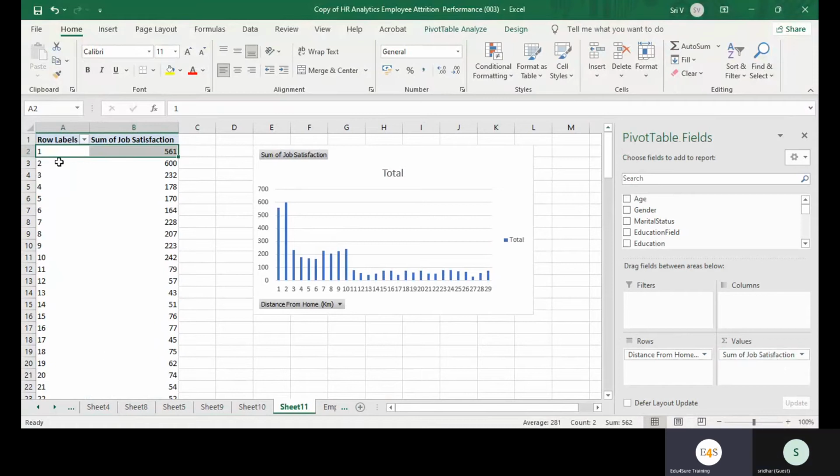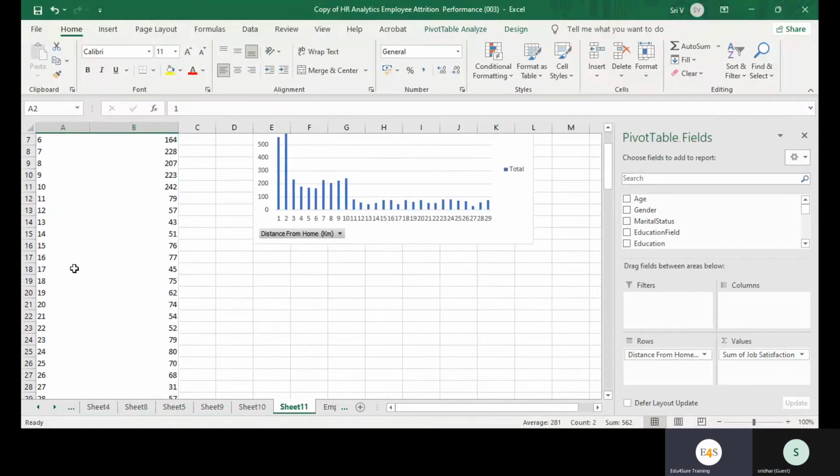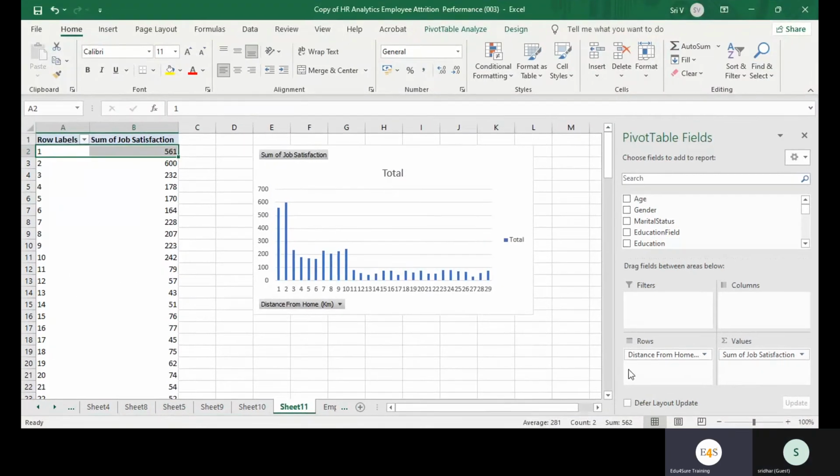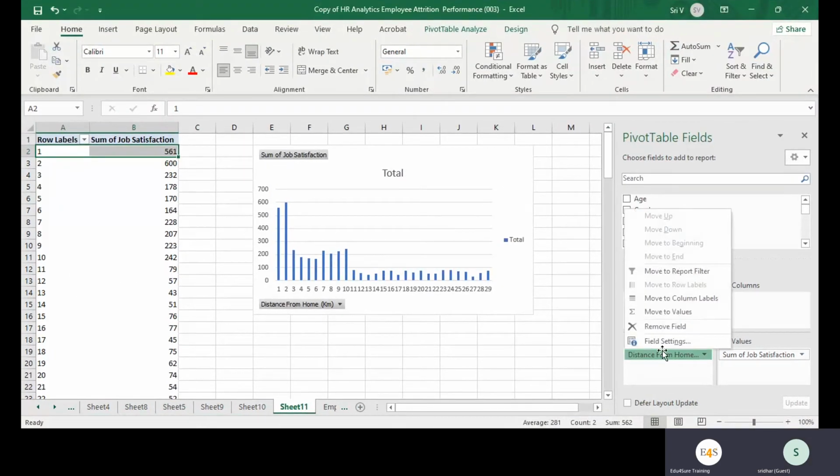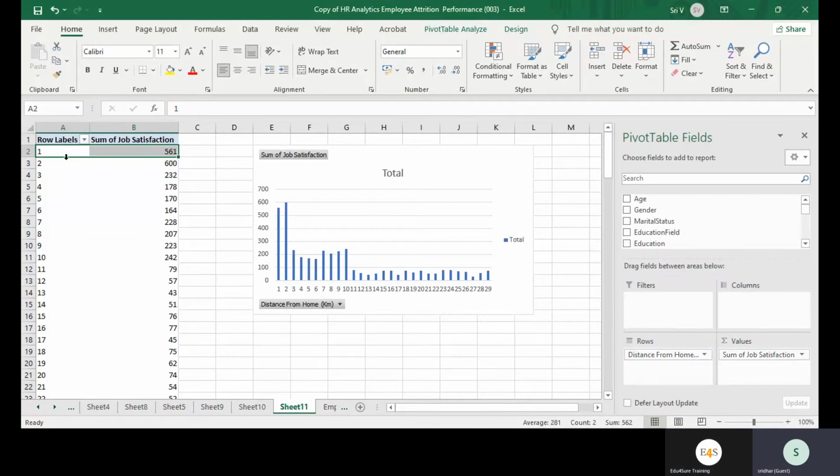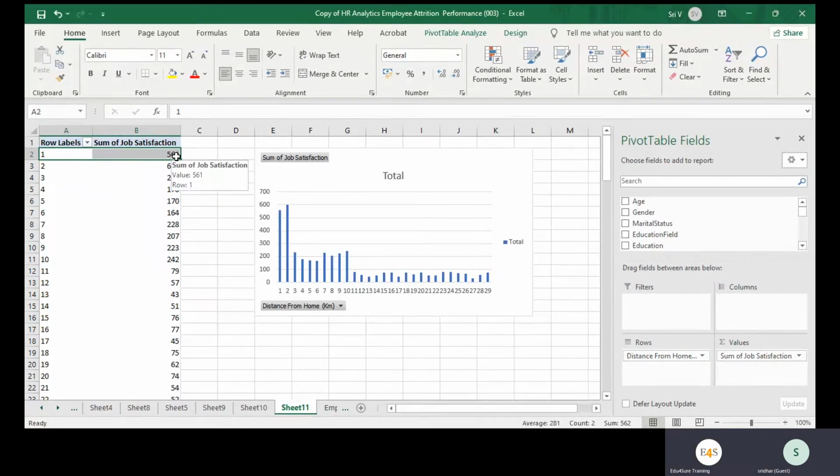So you can see that we have the column header here in the chart: Distance from home kilometer. Can you see this? The label on the chart. Yeah. Okay, fine. I got it. So you mean to say that people who travel 1 kilometer, their satisfaction is 561.